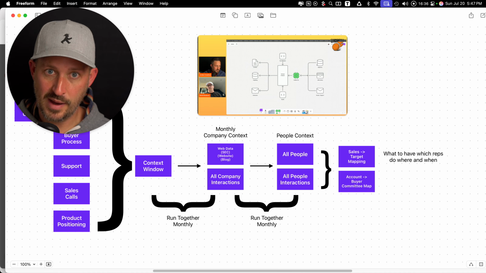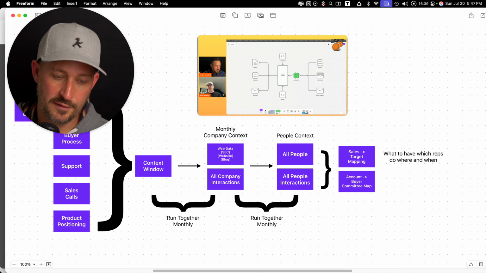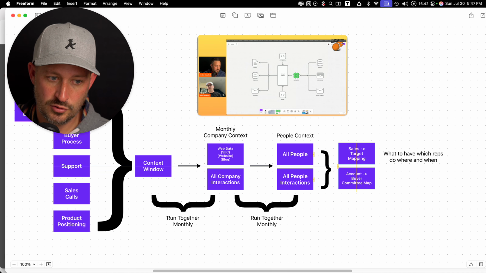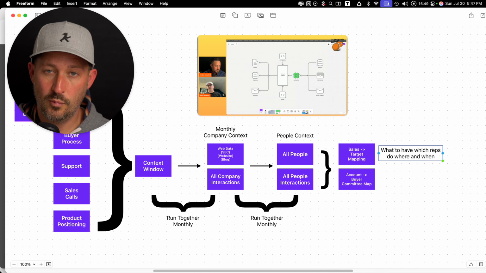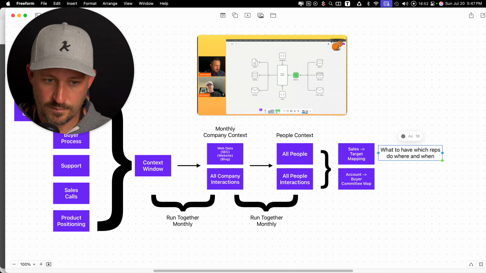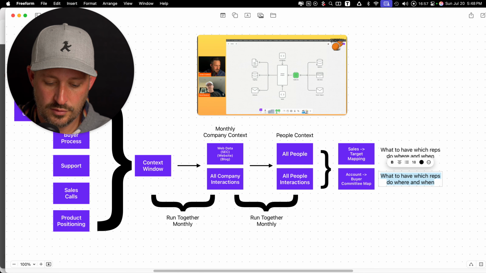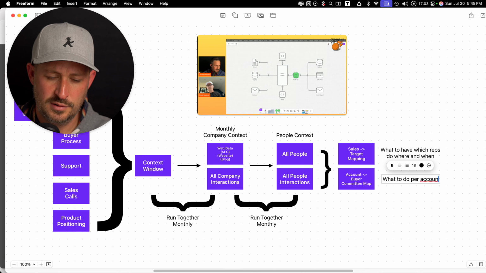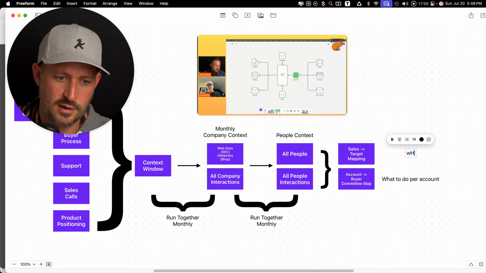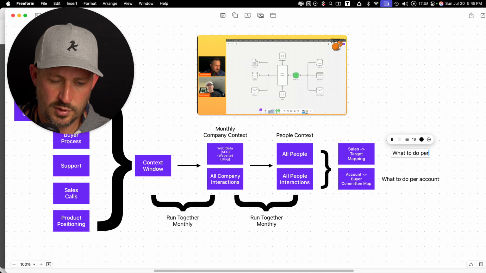Or it might be that Joni loves X, Y, or Z things that she's posted about recently. And so you might then go buy them something, right? So what does influence look like? And then this might be sort of what to do per account. Yeah, and these are probably inverted. And this is like what to do per person for each rep prospect.